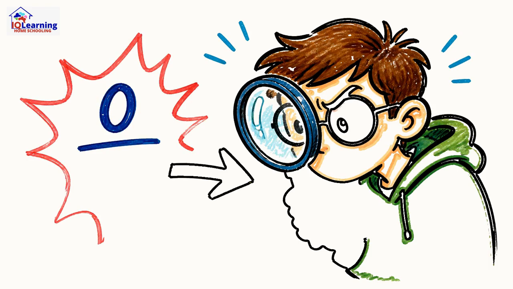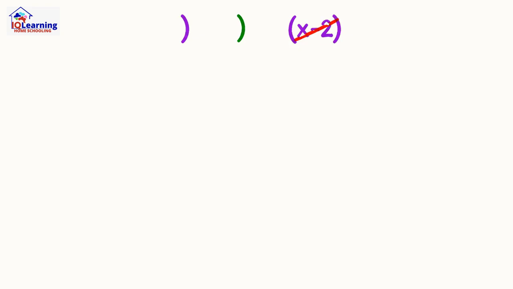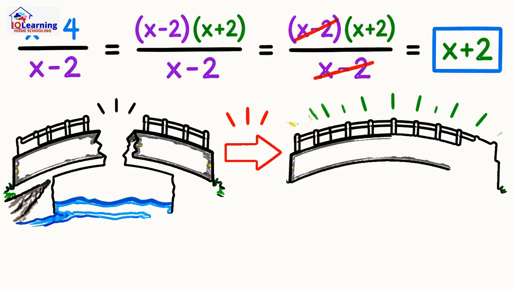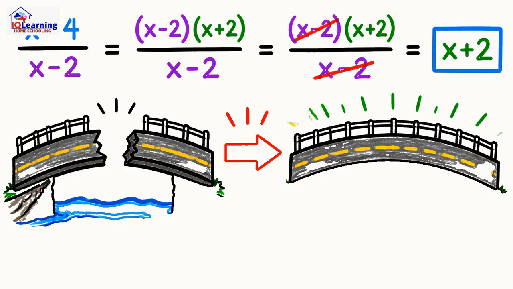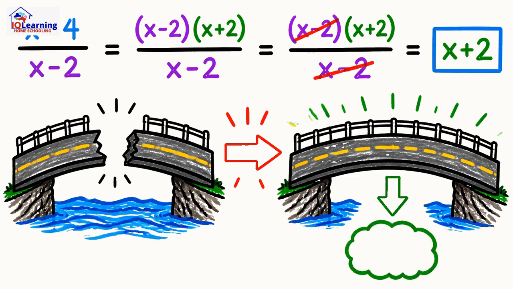That 0 over 0 is a clue. It tells us to look closer, to do some algebra. By factoring the top expression, we can cancel out the part causing the problem. We're left with a simpler function that reveals the limit is indeed 4. We've mathematically located the missing piece of the bridge.